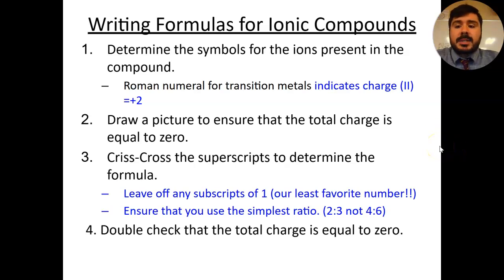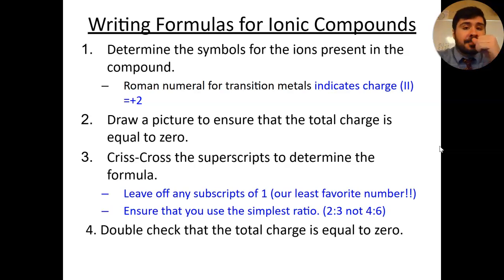Okay. Step 3, crisscross the superscripts to determine the formula. I'll talk more about superscripts and this crisscross rule, or crisscross method, when we do some example problems. But some things to keep in mind with step 3: leave off any subscripts of 1. Again, recognizing that our least favorite number in chemistry is the number 1, right? So we want to make sure that we're leaving off 1 wherever it's possible. And then ensure that we have the simplest ratio as well, right?